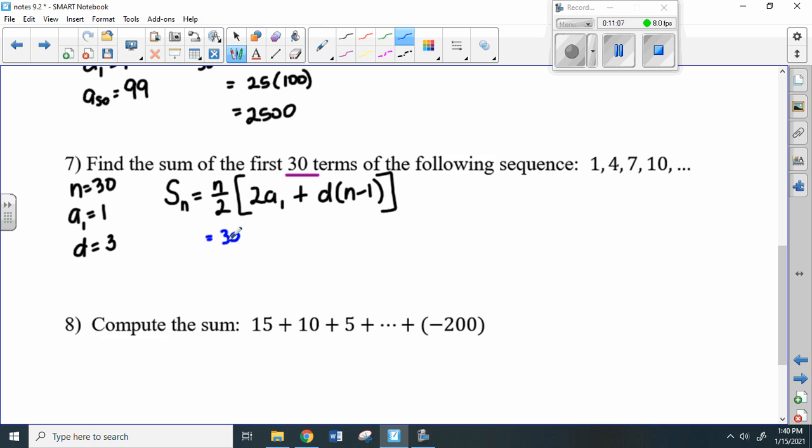So n is 30. Now I will tell you, most calculators or Desmos do not allow you to type in brackets, so you're just going to have to use a parenthesis there. Then we have 2 times a1 plus d times n, which is 30, minus 1. You can type it in exactly like that in Desmos, or you can choose to do the individual pieces. Make sure you follow the order of operations. Again, we're finding S30.